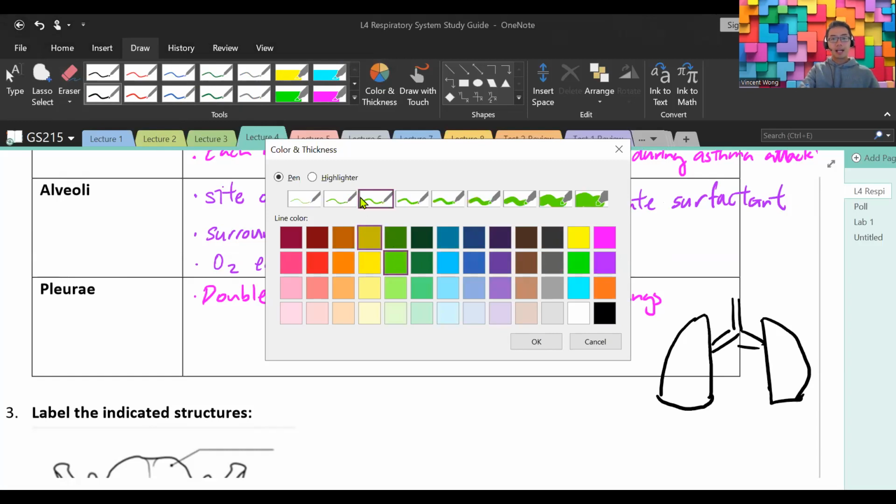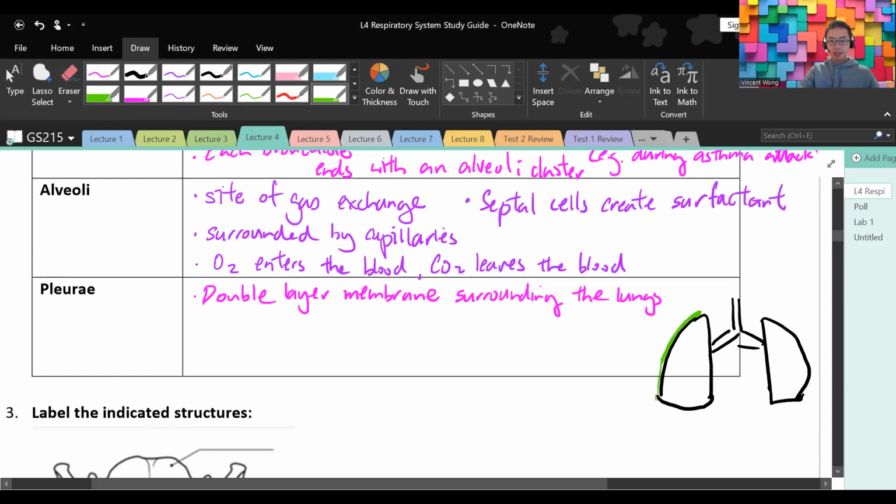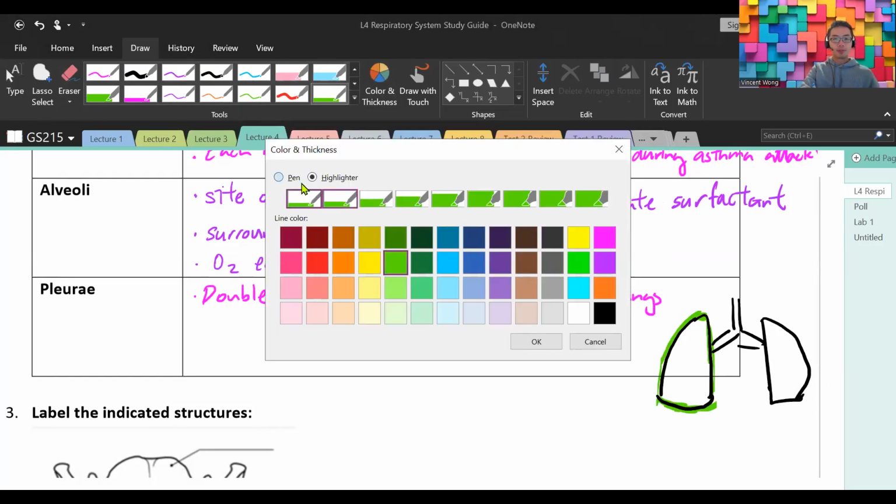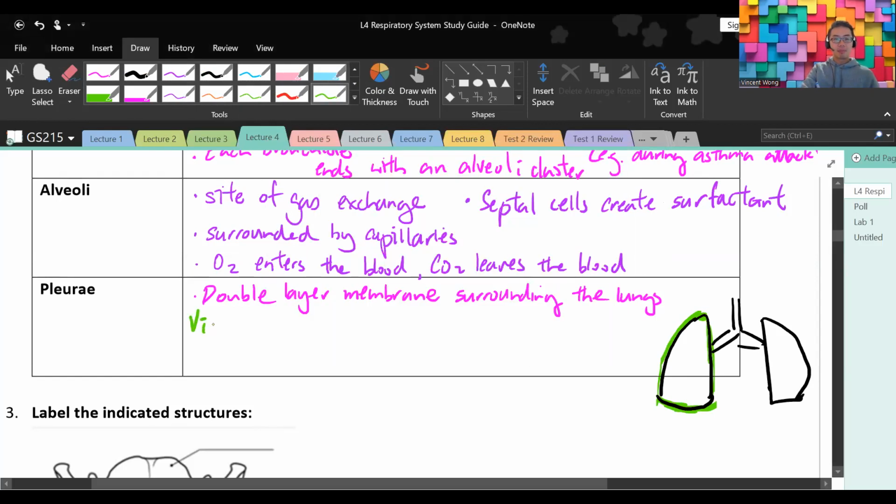pleurae has two layers. We have the layer that is immediately touching the lungs, right? That would be the visceral pleura. Right? That name should be familiar to you, right? We sort of use the same term for the heart membrane, right? Visceral pleura, right? That is in contact with lungs.